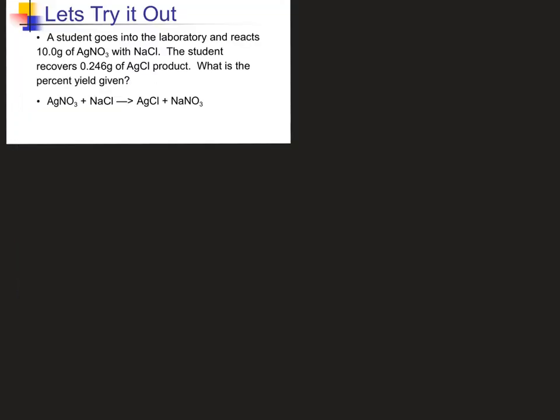Now the one problem that we have to do for notes today. The student goes in the laboratory and reacts 10 grams of silver nitrate with sodium chloride. The student recovers 0.246 grams of silver chloride product. What is the percent yield given?